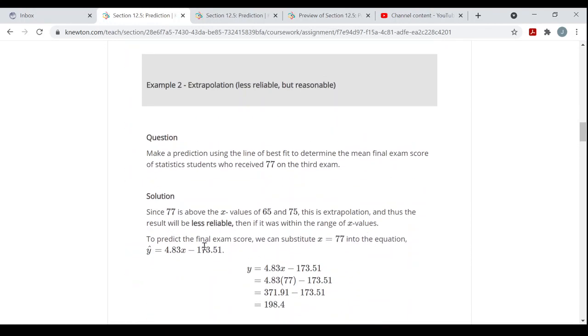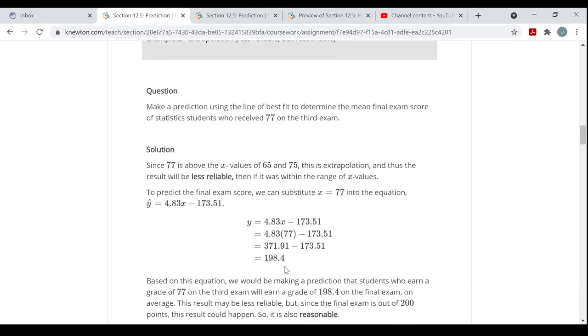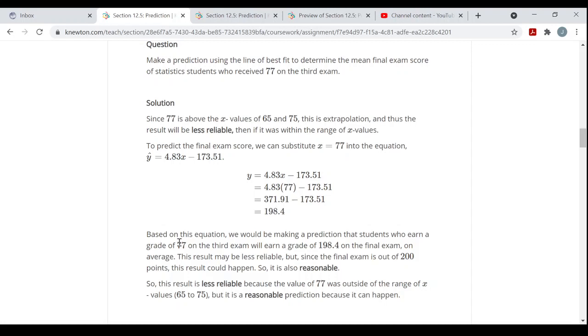So they plug 77 into the equation and they get 198.4. They predict that if a student scored 77 on the third exam, they'd score 198.4 on the final. Now, based on this equation, we'd be making a prediction that they score 198.4 on the final on average. This result may be less reliable because it's outside our data, but since the final exam is out of 200, this could happen. So it is a reasonable guess. It has meaning. It could happen.